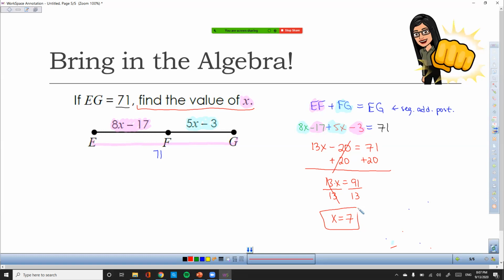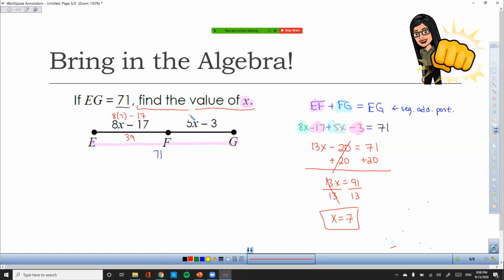Right, and we can always double check our answer. How can I double check my answer? Well, if I know that x equals to 7, if I go back to the information that they gave me here, let me go ahead and erase all this highlighting. If I know that x equals to 7, I can always substitute in my answers. If I put here that this is 8 times 7 minus 17, how much is that going to give me? 8 times 7 minus 17 is 39. So this right here is 39.